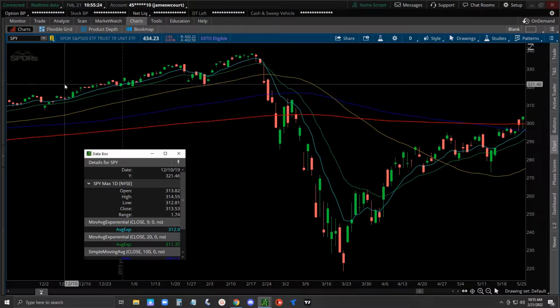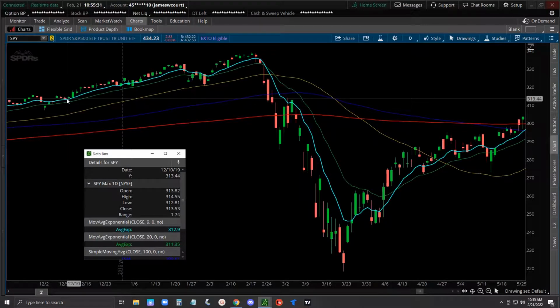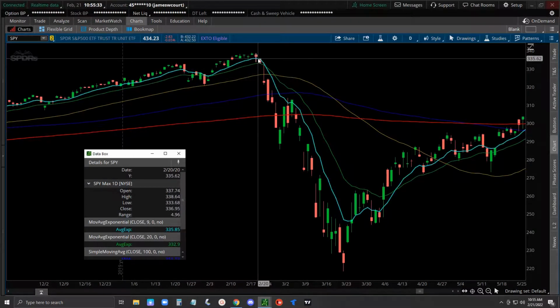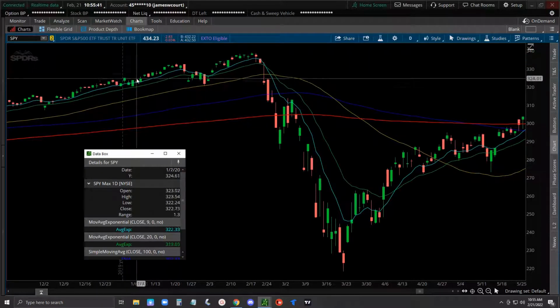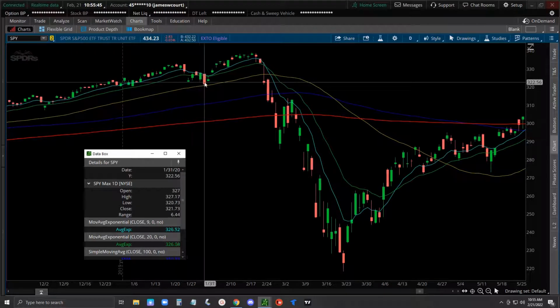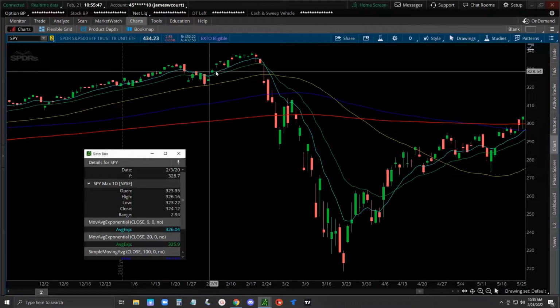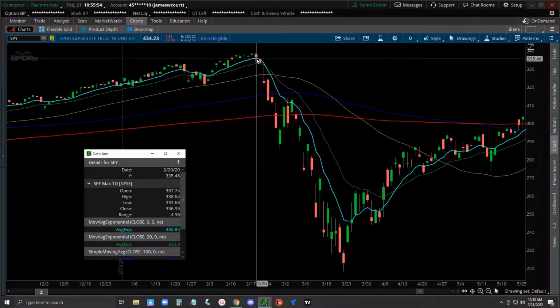This is December of 19 up into February of 20. And if you remember back, this is coronavirus. They first started talking about it in November, December of 19. January, February, they started talking a whole lot more about it. And on February 20th, the market started to react.